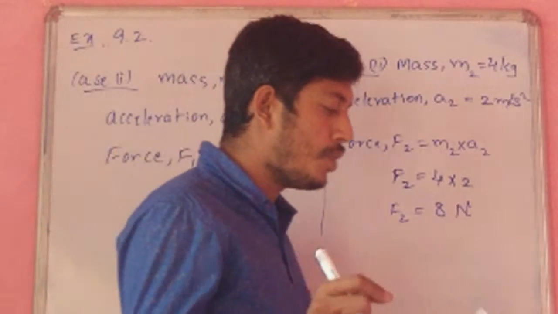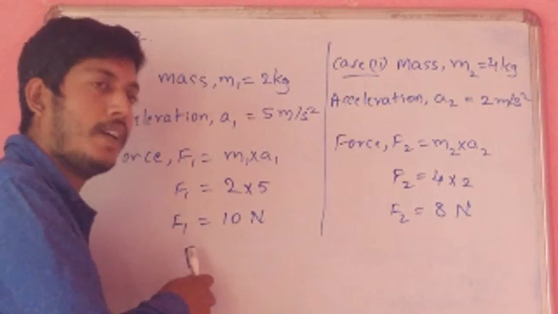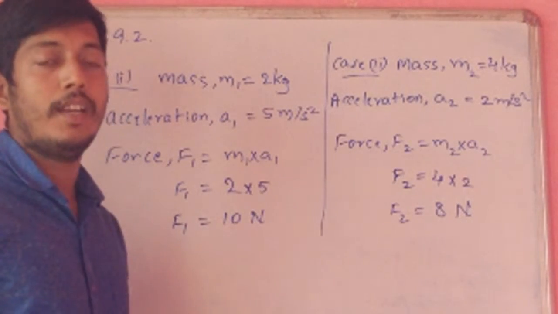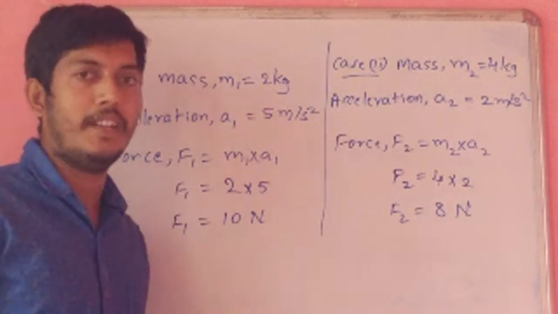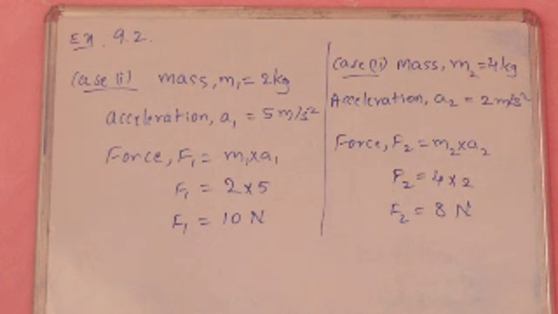So what is the question here? Which would require greater force? Now we calculated the force required in case 1, and also the force required in case 2. Now comment me in which case it is greater, case 1 or case 2. Just comment me first, in which case the force required is maximum. Case 1 has mass 2 kg and acceleration 5 meter per second square, and in case 2 mass is 4 kg and acceleration is 2 meter per second square. Yes, case 1 is the correct answer.